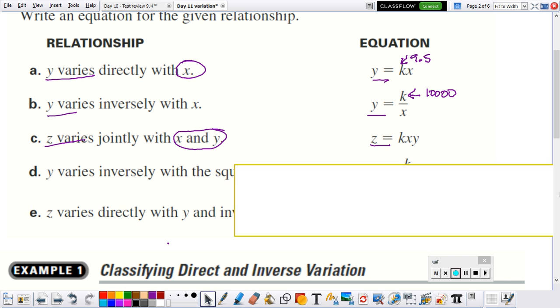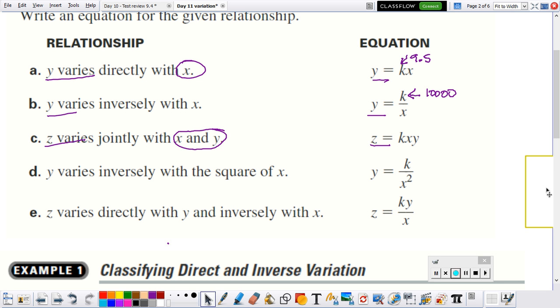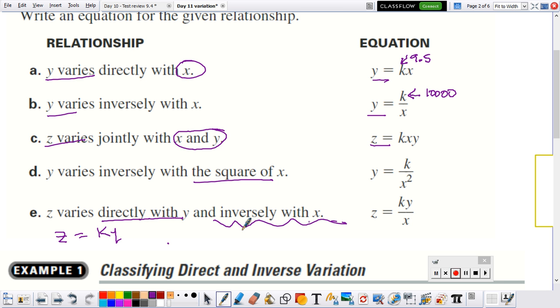All right, so here we go. Y varies inversely with the square of x. So inversely means we're going to take our constant and divide it by the square of x. And now Z varies directly with y. As soon as I read that, without even looking at my answer, I know it's going to be z equals ky, but inversely with x, divided by x.